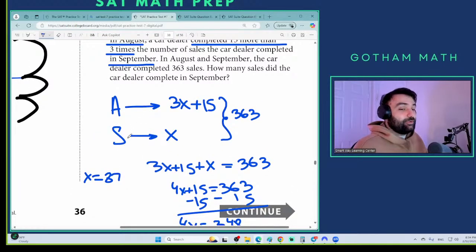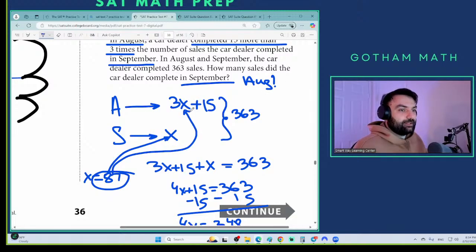And now don't forget, this might not be the answer, because x is September. What did they ask? Oh, they asked September, so the answer is 87. What if they would ask us August? We would take that 87, plug it in here, and get the answer from there. Or actually subtract the 87 from their total, 363. That's also legit.